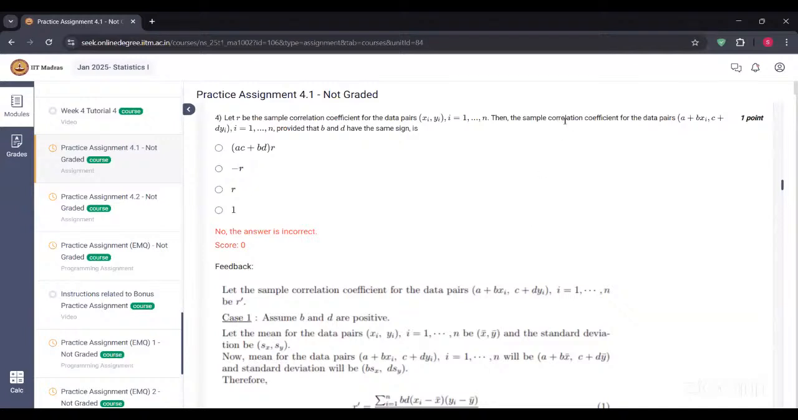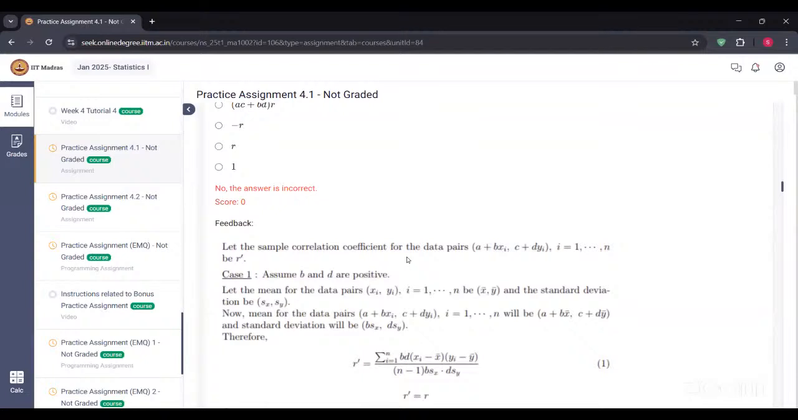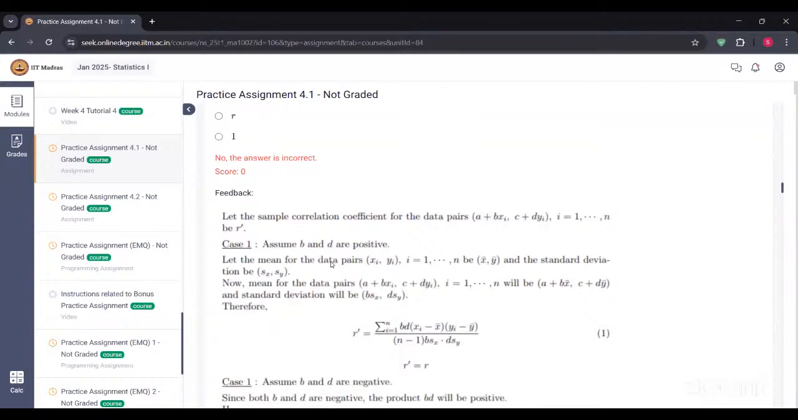So we have to calculate the sample correlation coefficient for the data pairs a plus b xi and c plus d yi, where the signs of b and d are the same. First of all, we are considering that the sample correlation coefficient for the data pairs xi and yi is r dash. We are considering that b and d are positive, both signs are positive. The mean of the data pairs xi and yi would be x bar and y bar, and the standard deviation would be sx and sy.